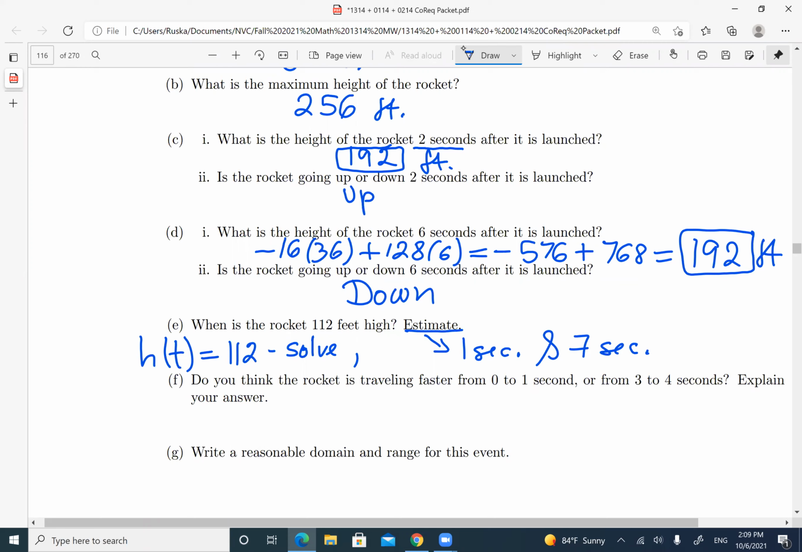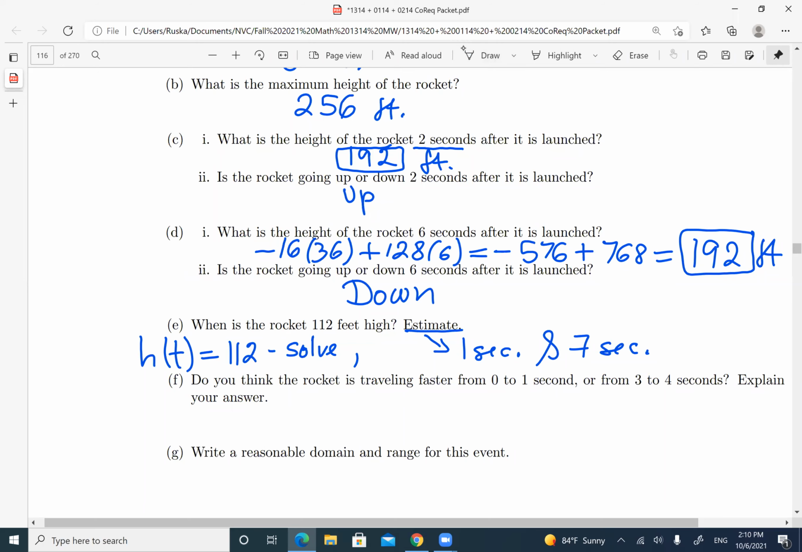Now the next question, do you think that the rocket is traveling faster from 0 to 1 or from 3 to 4 seconds? What do you think? I think it's equal. I think 0 to 1. 0 to 1 is faster. Faster, okay? How did you get that? It's more distance traveled in that time. Okay, the distance traveled. And the graph, it looks like it's traveling more distance on the graph, 0 to 1. Mhm.